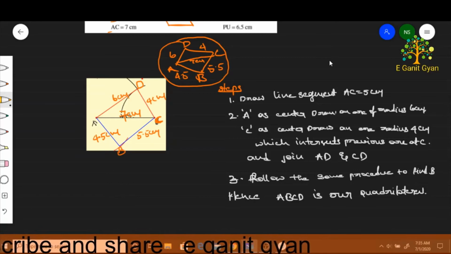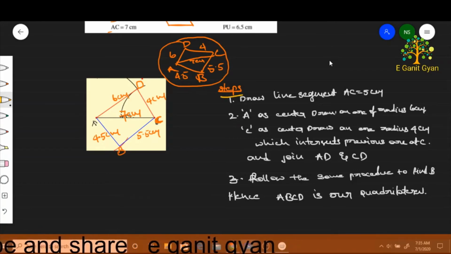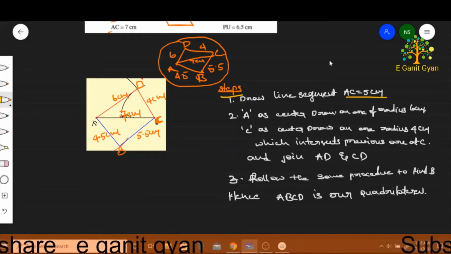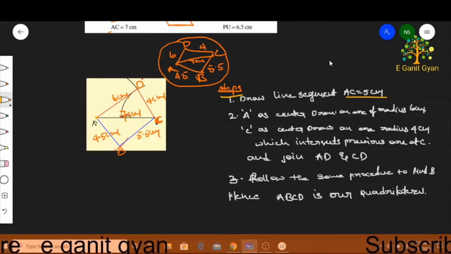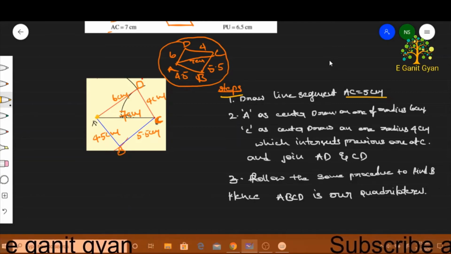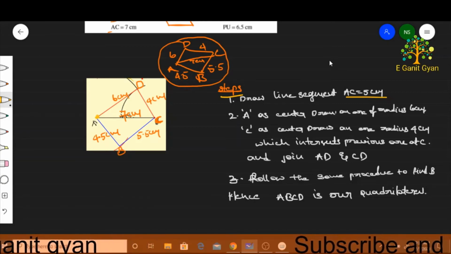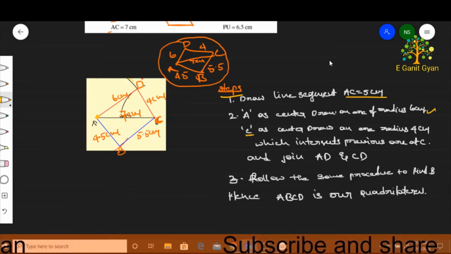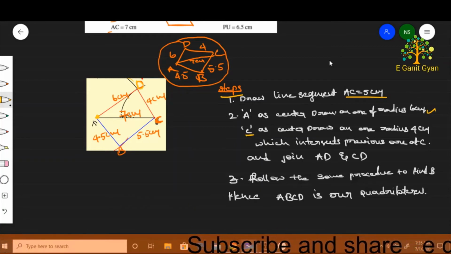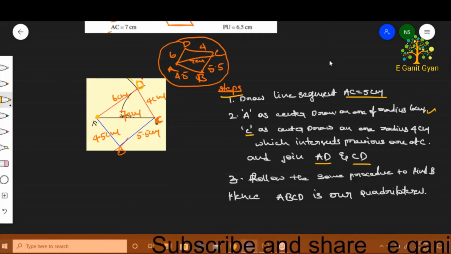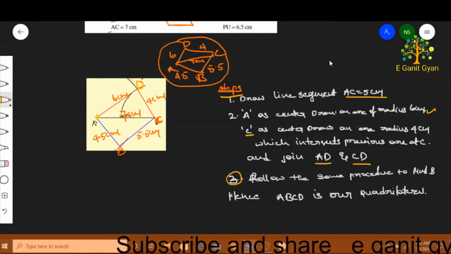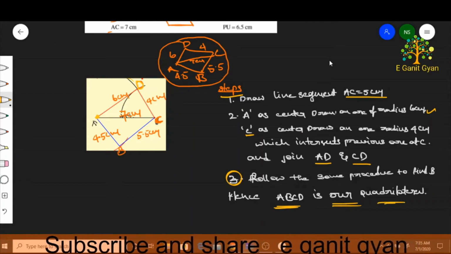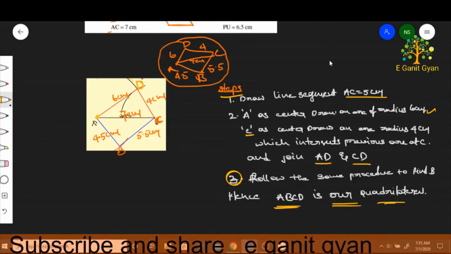And coming to the steps, what we did first of all: our first step was we constructed our diagonal AC with 7 centimeters. After that, with A as center, we drew one arc with 6 centimeters radius. Then with C as center, we intersected the previous arc at location D. Then we joined AD and CD. For triangle ABC also we followed the same procedure. Then we got ABCD, our quadrilateral. That's how we will construct a quadrilateral.